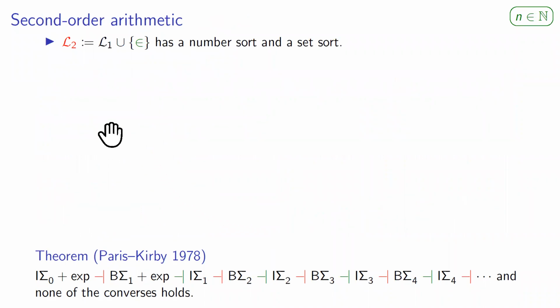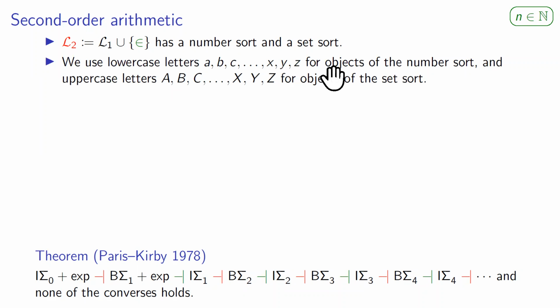Okay, I denote the language for second order arithmetic by L2. It has two sorts, number sort and set sort. The objects of the set sort are intended to be sets of numbers. I view L2 as an extension of L1 in the sense that I have the symbols for the language of first order arithmetic on the number sort, and on top of that, I add a membership relation between a number and a set. We use lowercase letters for objects of the number sort, uppercase letters for objects of the set sort.